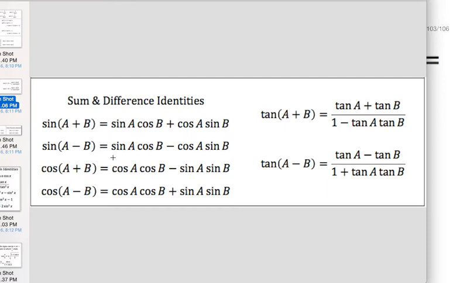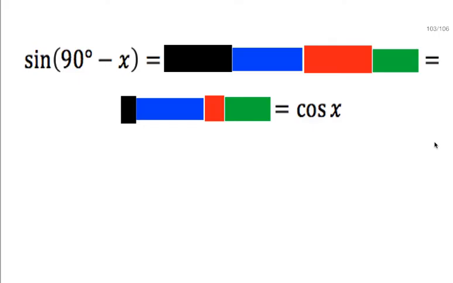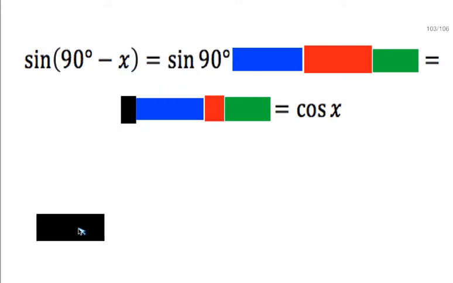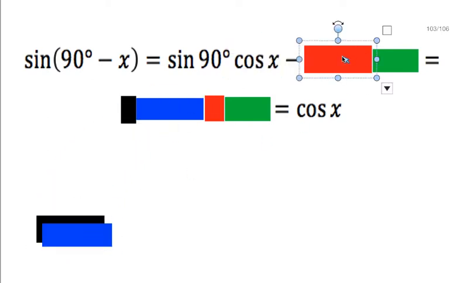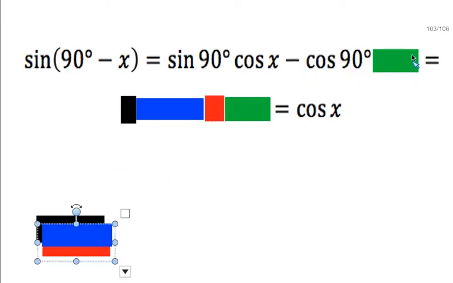Several of my students are asking, how do we know which one of these formulas to use? Well, if it's a sine function, you're going to use this one or this one. If it's a cosine function, it'll be this one or this one. If it's a tangent function, it'll be this one or this one. And then looking at your signs, if it's plus, you're using this one. If it's minus, you're using this one, and so on all the way down, okay? All right, so this is our A value, 90 degrees, and our B value is x. So it's going to be sine of 90 degrees times cosine of x minus cosine of 90 degrees times sine of x, okay?